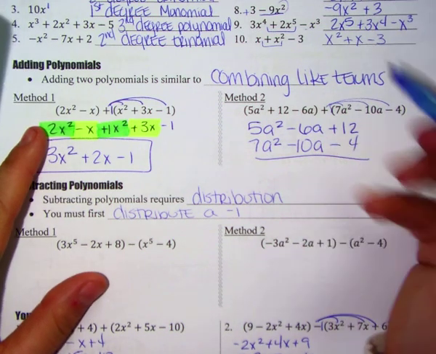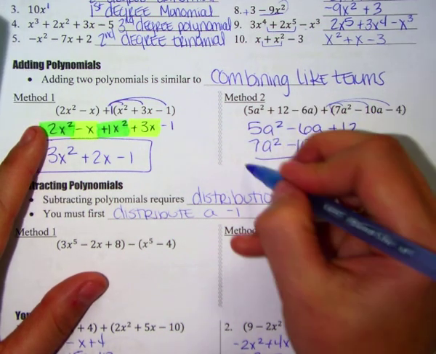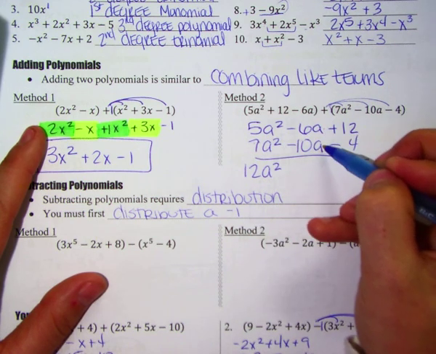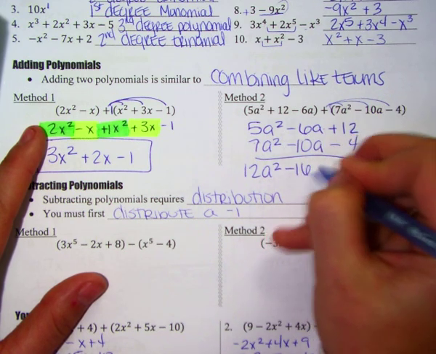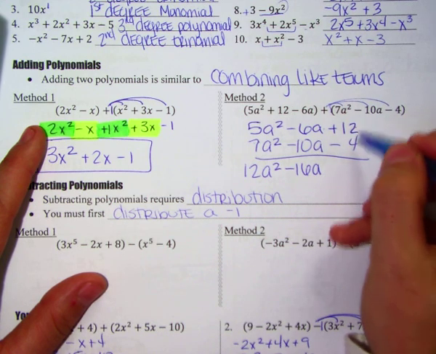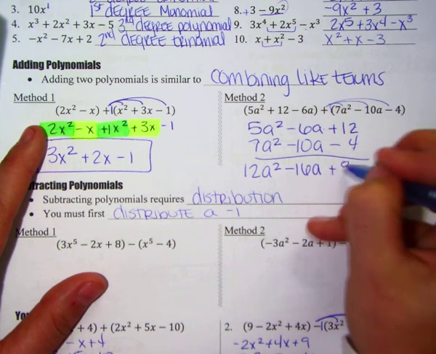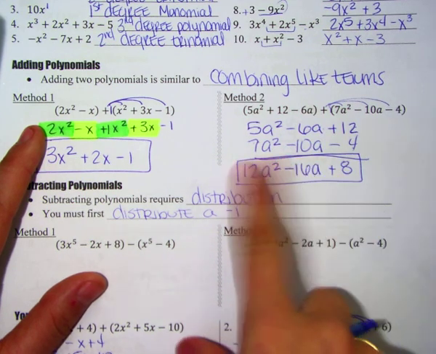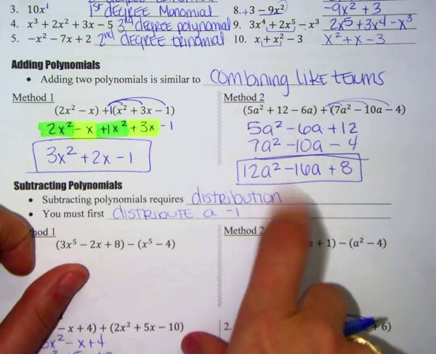Now I'll add straight down. 5 plus 7 is 12, a squared. Negative 6 minus 10 is a negative 16a. 12 minus 4 is 8. So as you see, when you add straight down, it's all lined up and you get your answer.